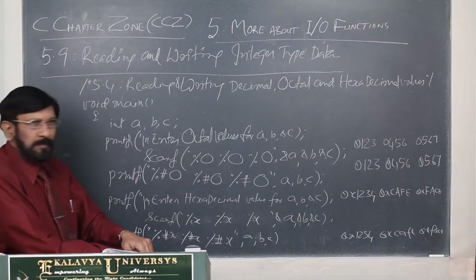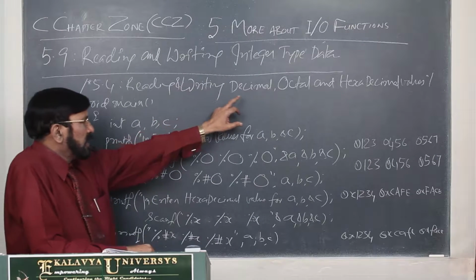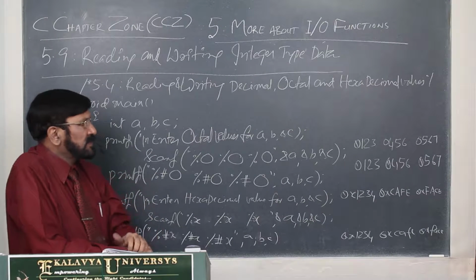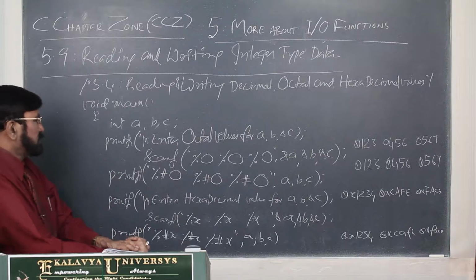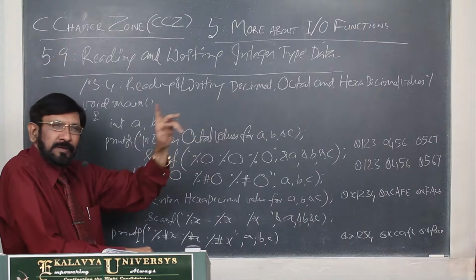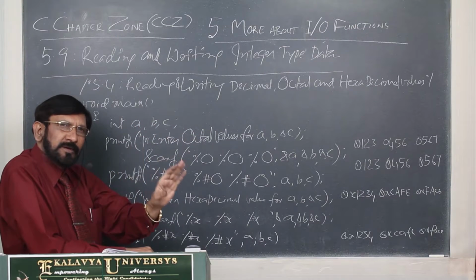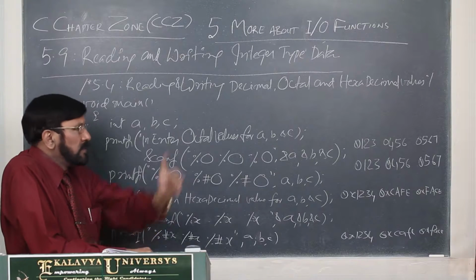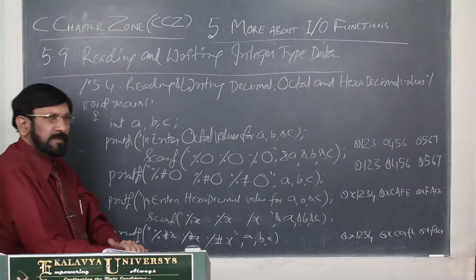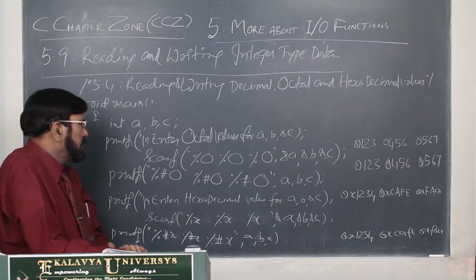Demo 5.4: reading and writing decimal, octal and hexadecimal numbers. Now you see, all are integer only. These represent three different number systems, but their nature is integer. That's why I have declared three variables: int a, b, c.